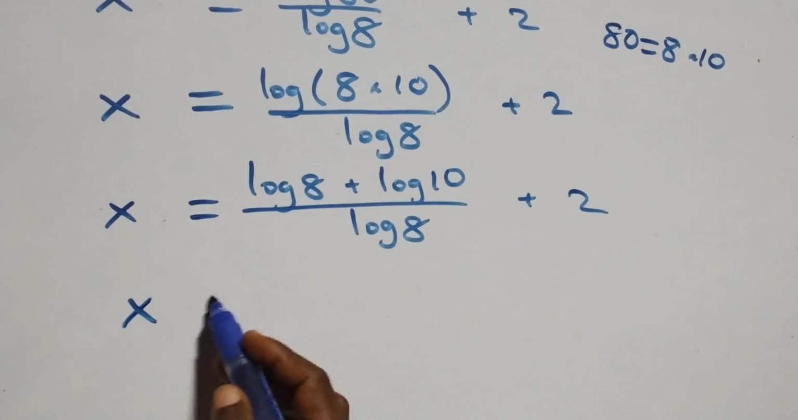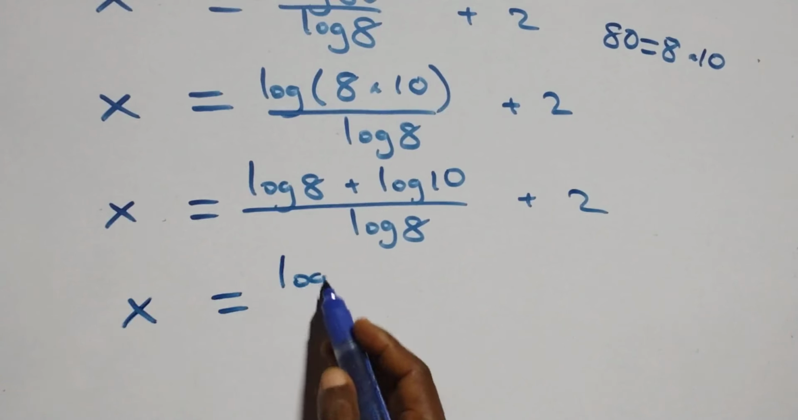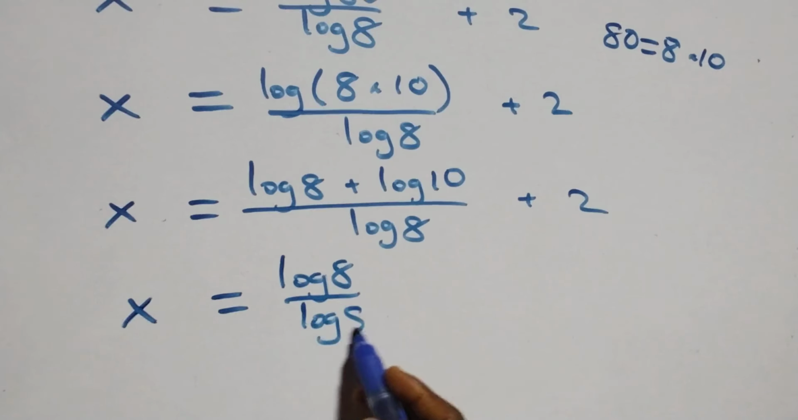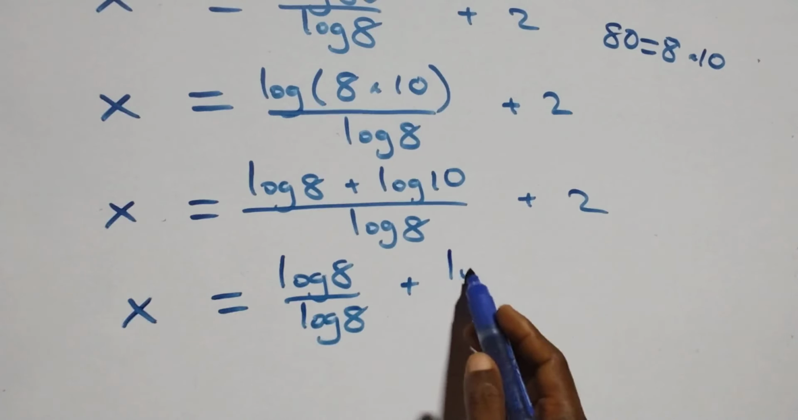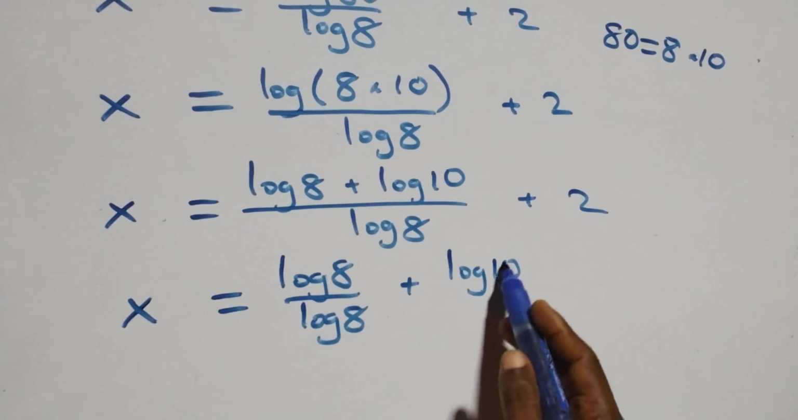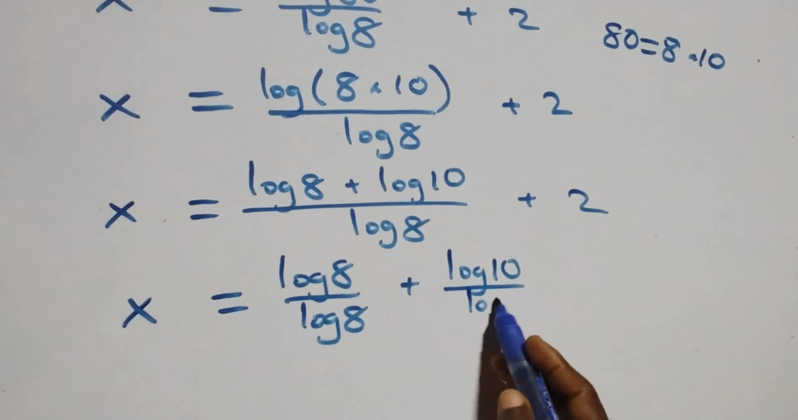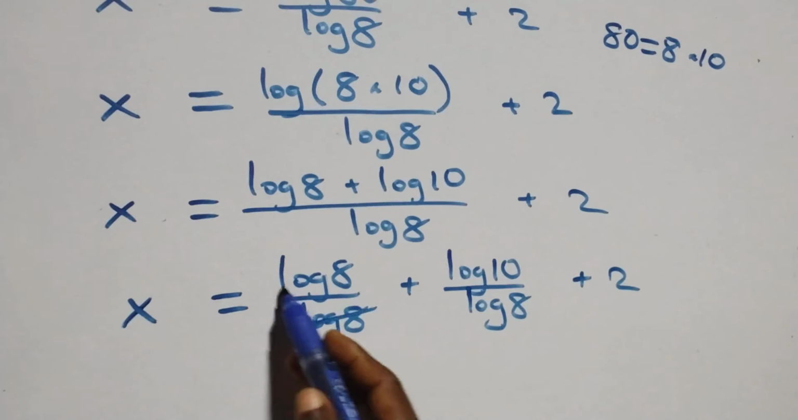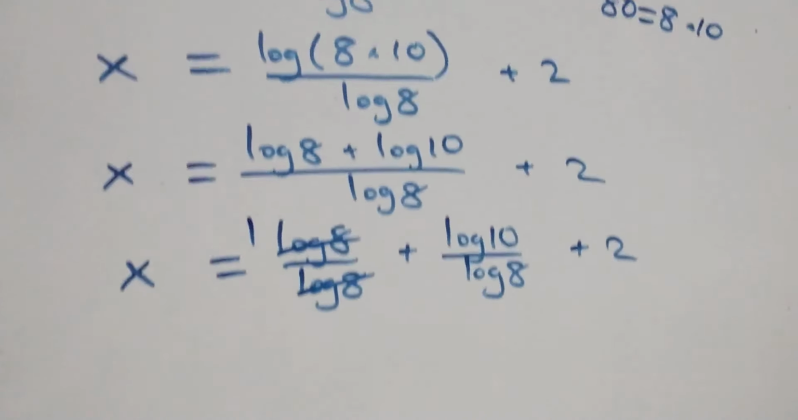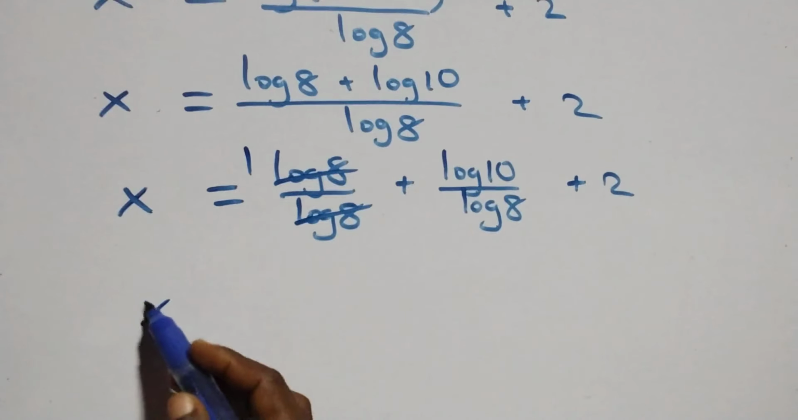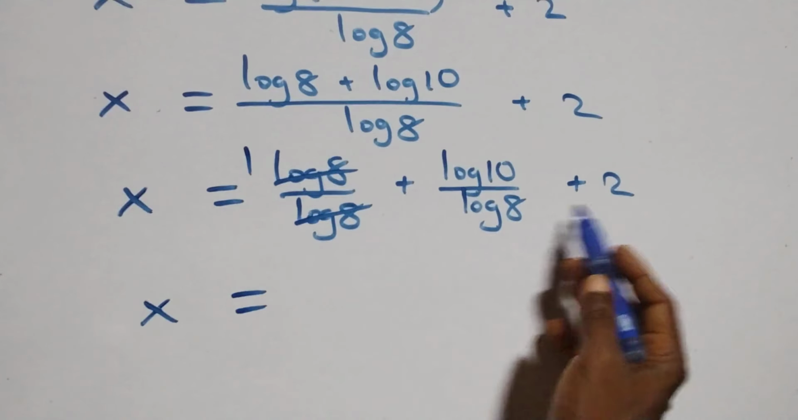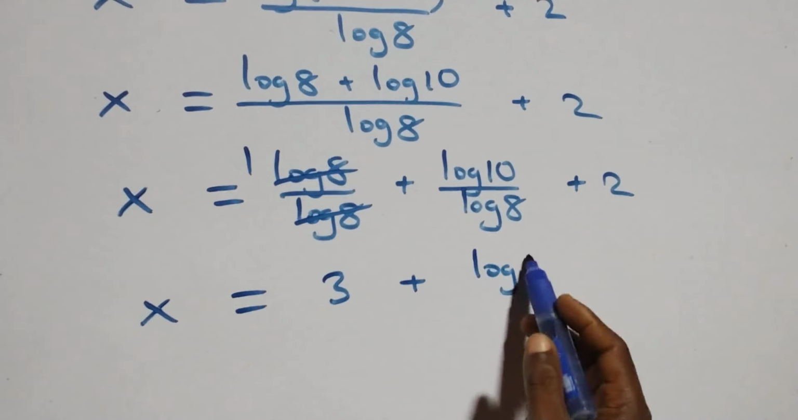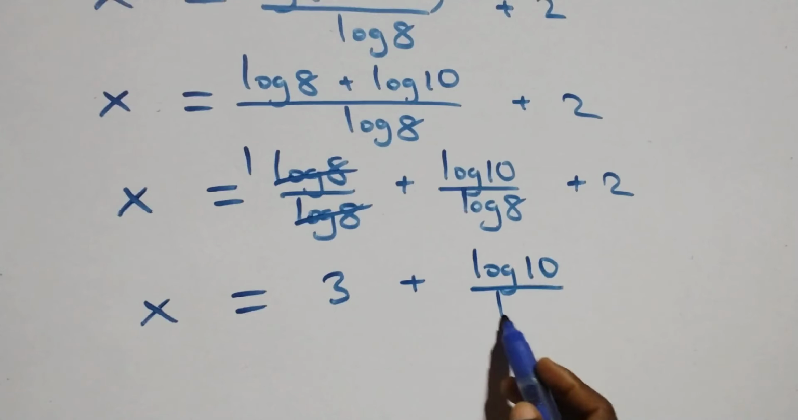We have x equals log 8 over log 8 plus log 10 over log 8 plus 2. Here log 8 cancelled each other. We have 1 left. And what we have becomes x equals 1 plus 2, that's 3, plus log 10 over log 8.